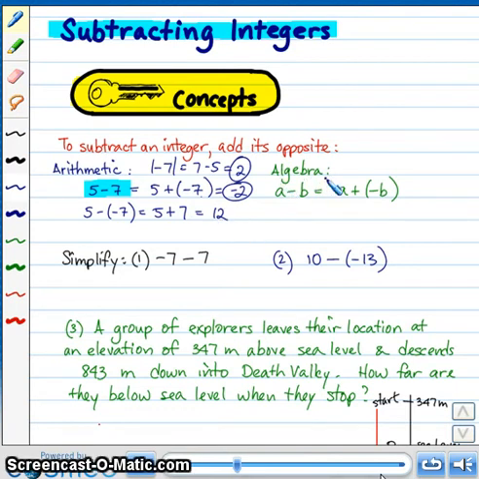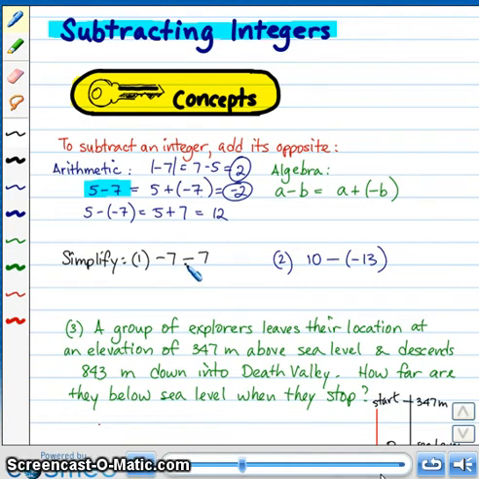Okay? And I can also apply the same rule with algebra using variables. When I have a minus b, I'm going to instead take a and add the opposite of b, which is negative b. So a plus negative b. Alright? Well, let's simplify a couple of these expressions.